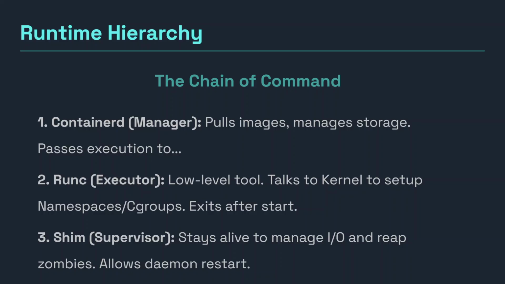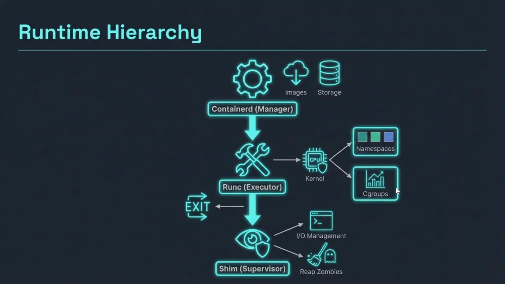Shim is the supervisor that stays alive to supervise the running container, managing its I/O and handling processes, which allows the Docker daemon to restart without interrupting the container. Let's take a closer look. Containerd pulls the image and passes the execution to Runc. Runc talks to the kernel to set up namespaces and Cgroups and exits as soon as the container is up and running. The shim continuously monitors and supervises the running container.